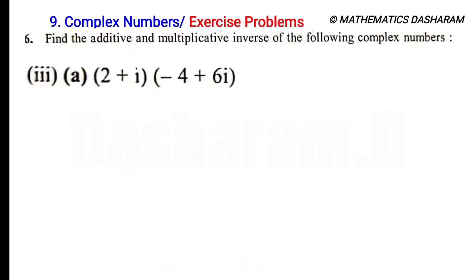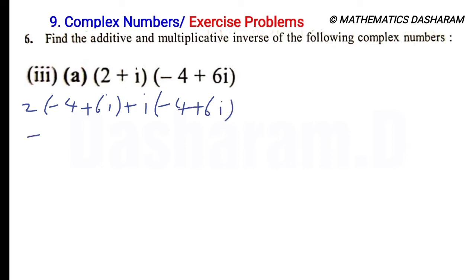Third bit, A problem, (2 plus i) into (minus 4 plus 6i). So let's convert this question into x plus iy form. Then after we can find out the additive and multiplicative inverse. So here let's multiply them. 2 bracket of (minus 4 plus 6i) plus i bracket of (minus 4 plus 6i).